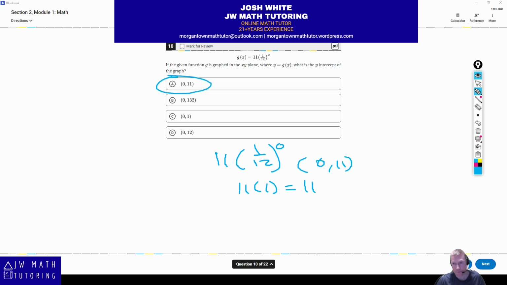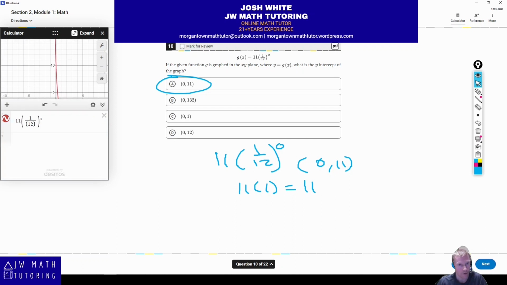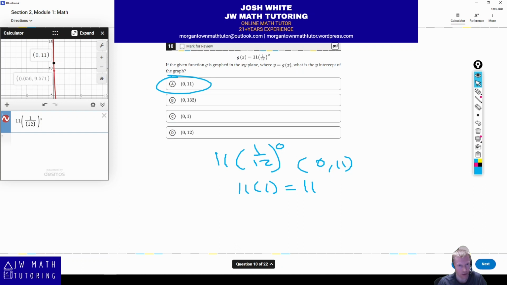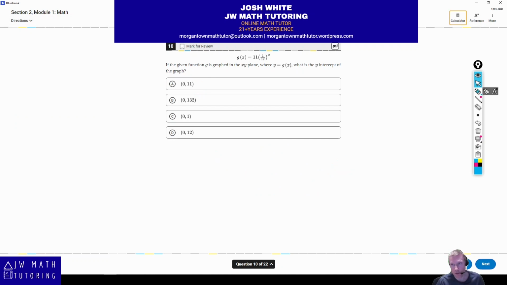Answer choice A. Or you could go to the calculator, and again, you could plot this function out. And then we could see exactly where it crosses the y-axis. And we can see it's going to be right, if you trace along it, right here, 0, 11. That is the point which has an x value of 0, which means it's on the y-axis. So that's going to be our answer, correct answer, letter A. So again, two different methods you could use to solve this problem.